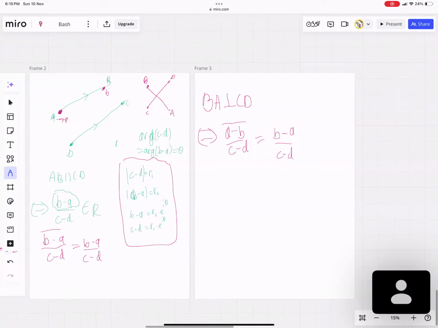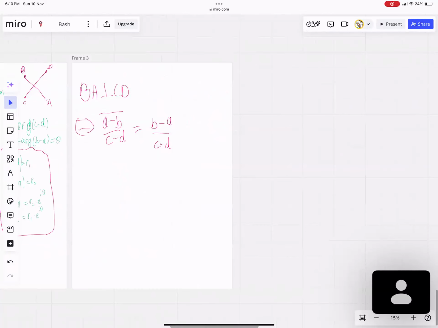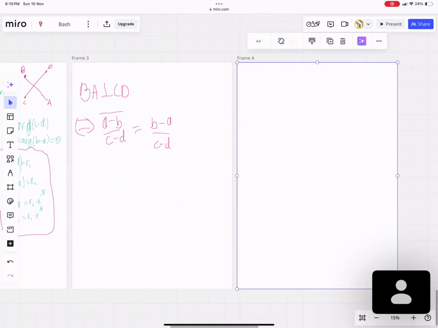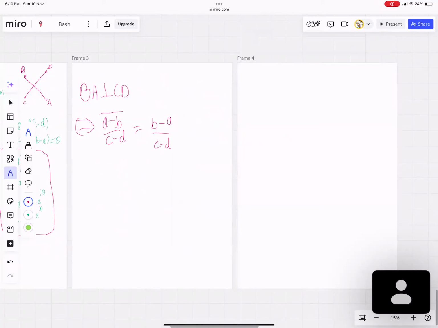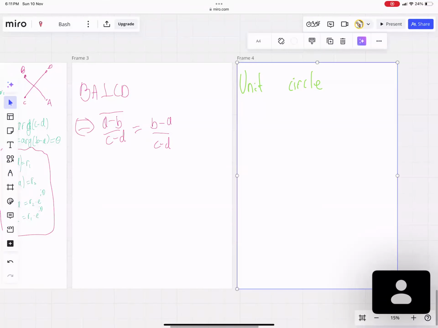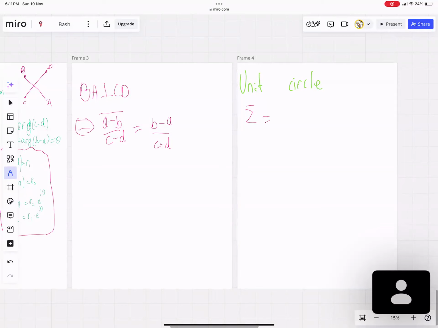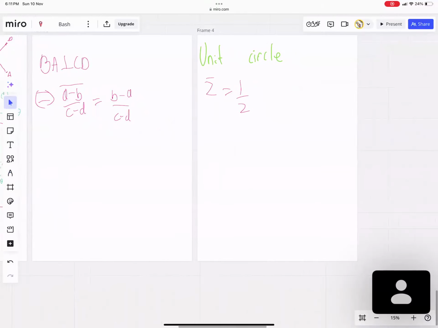Nice. Okay. So firstly I'll show some key properties of the unit circle. The most powerful property of the unit circle, which I've already talked about before, is that for anything on the unit circle, we have that z conjugate is equal to 1 over z.